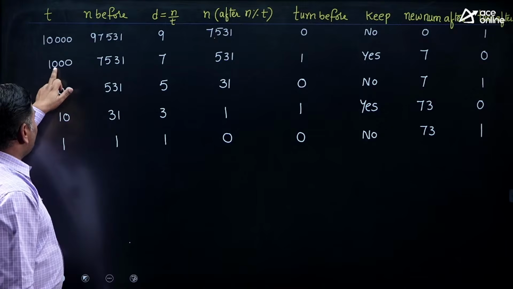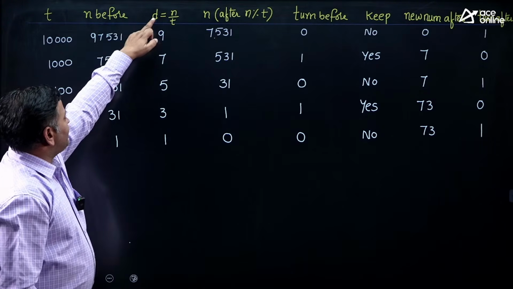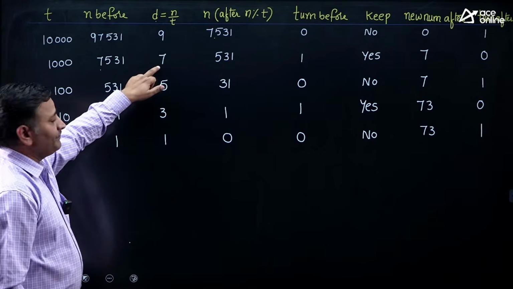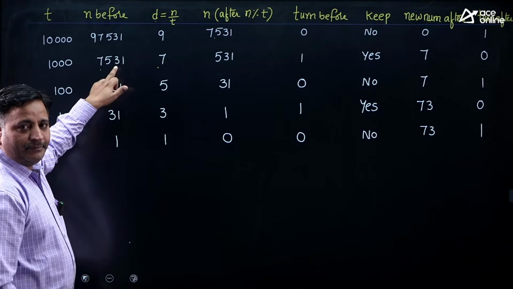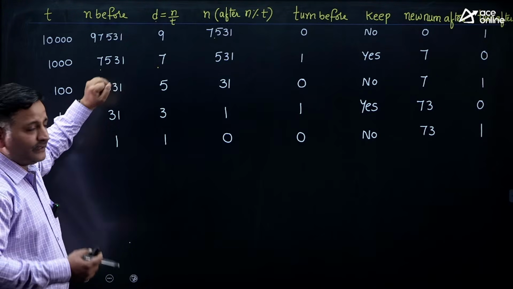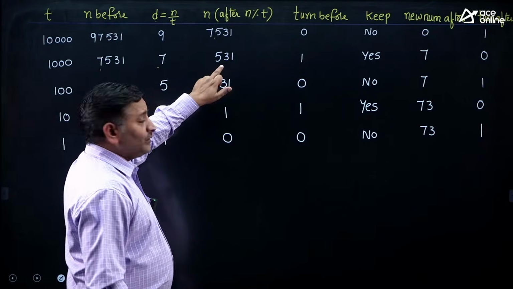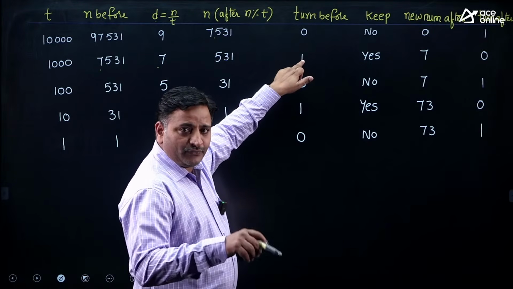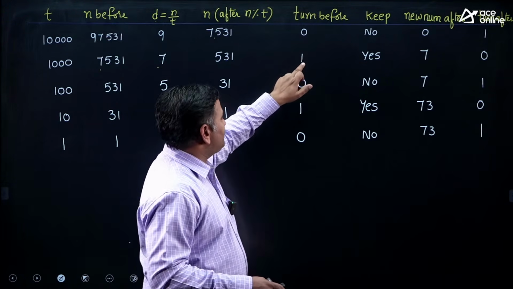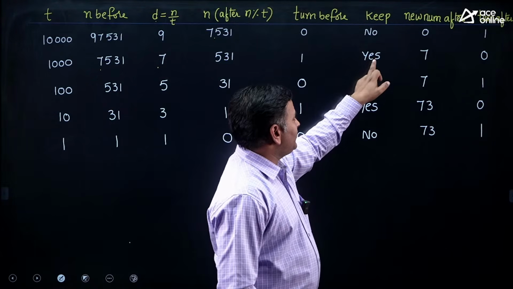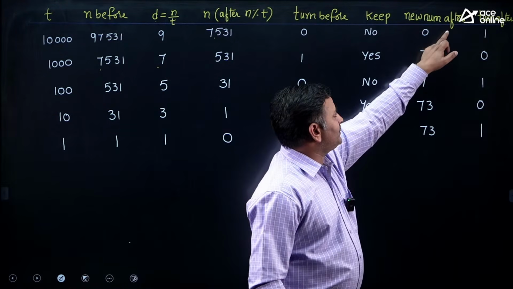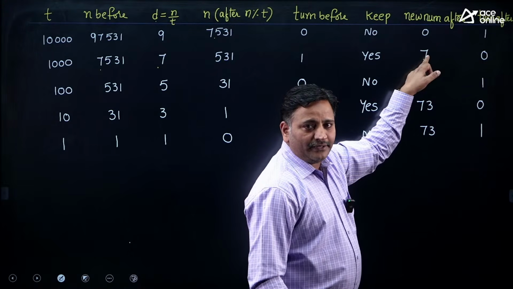So with 1000, from 7531 it is extracting the leftmost digit, which equals 7. After extracting, what is the remaining value? 531, because our objective is to extract the digits, friends. Now turn was already made 1 in the previous loop. If it is 1, you have to keep the digit. Since you are keeping the digit, new num after this is equal to d. d is equal to 7.